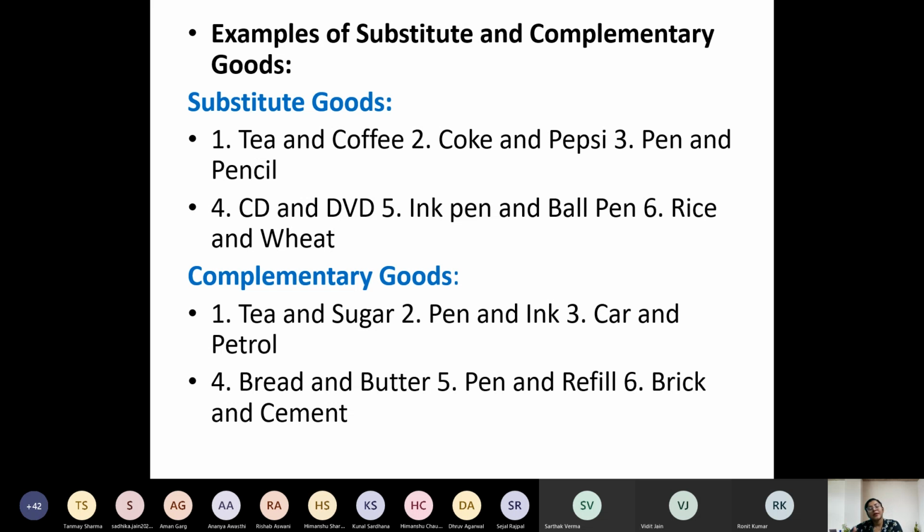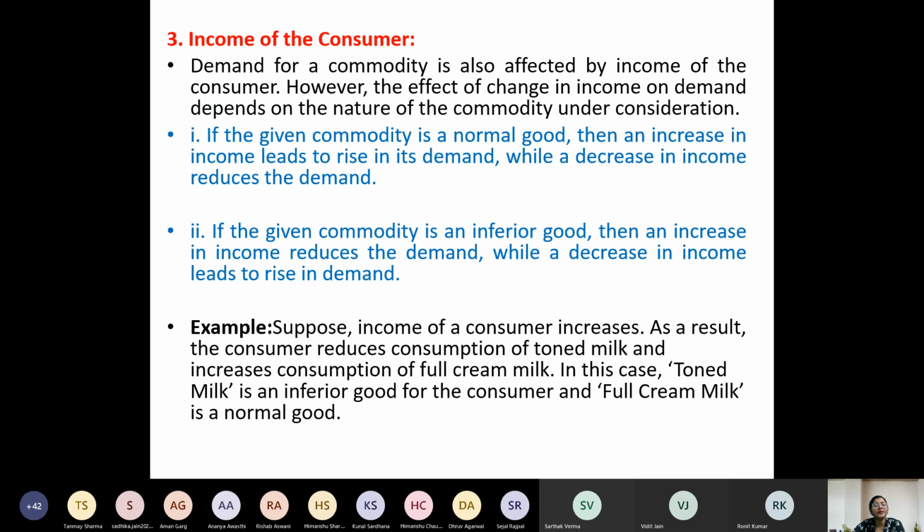So these days, people are going for buying a petrol-driven car along with a CNG cylinder inbuilt in that car, right? So the price of that complementary good also determines the demand for your purchasing decision for a particular good. Income of the consumer we have discussed.